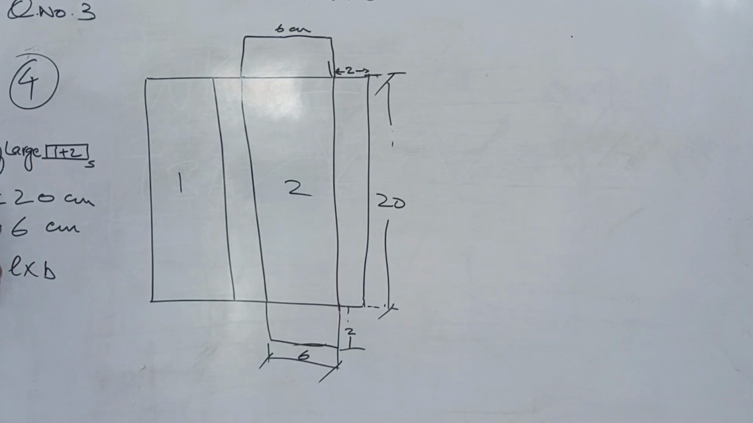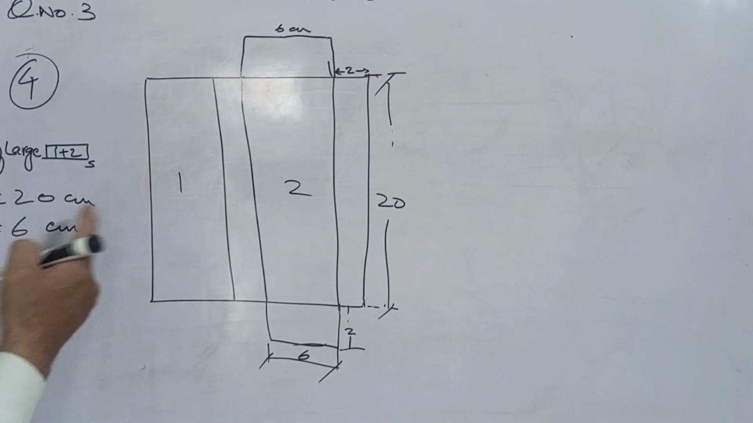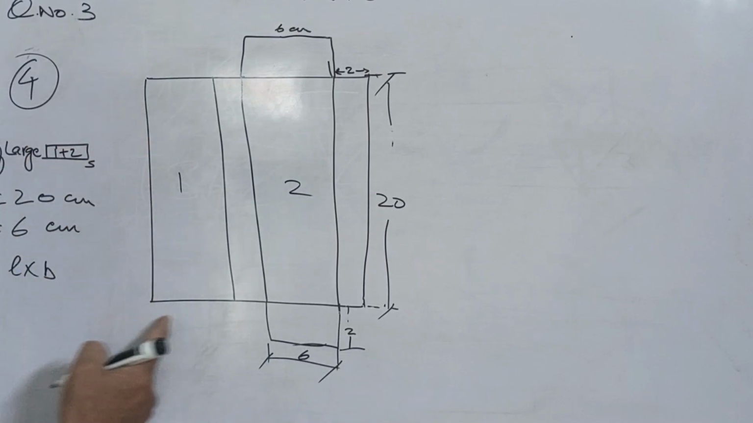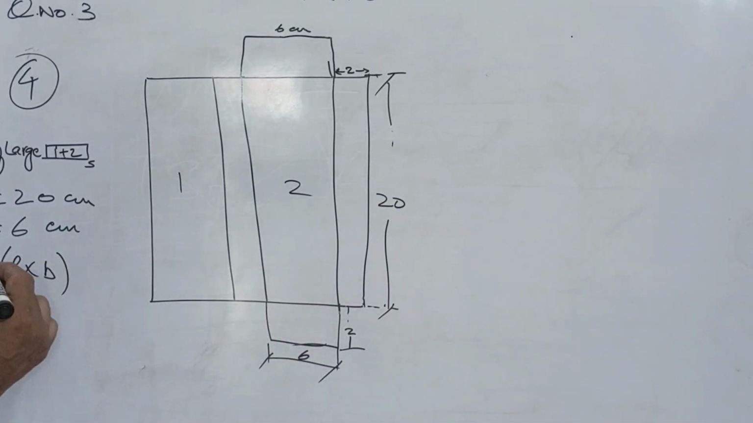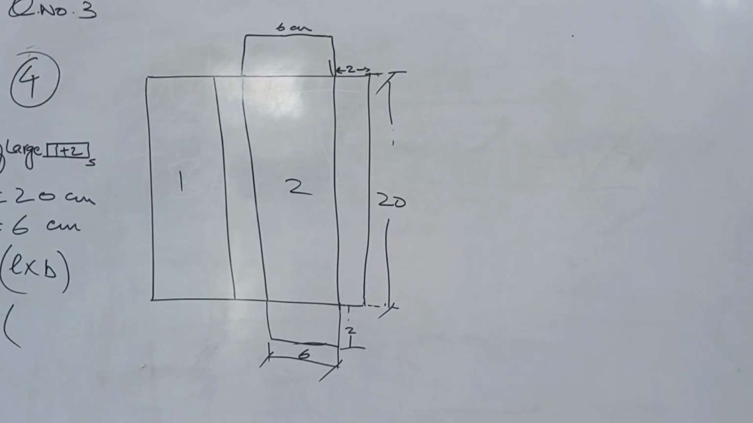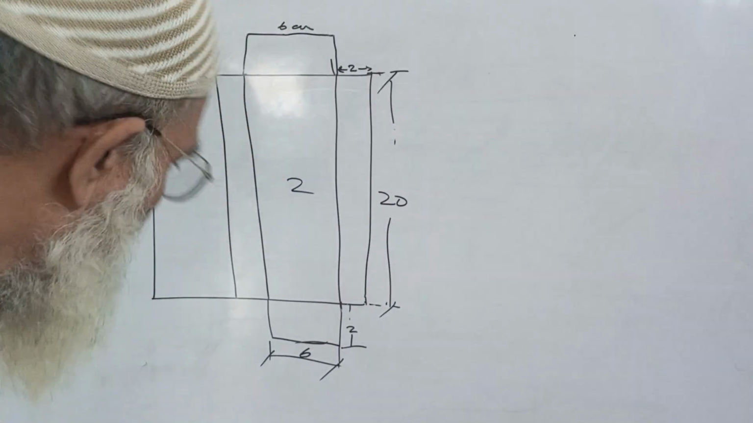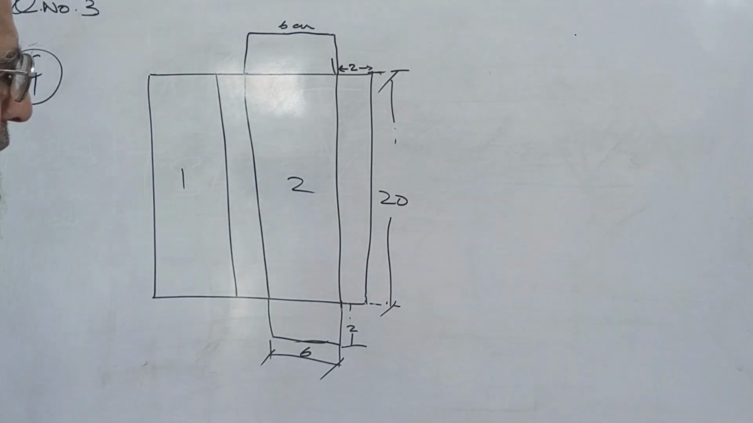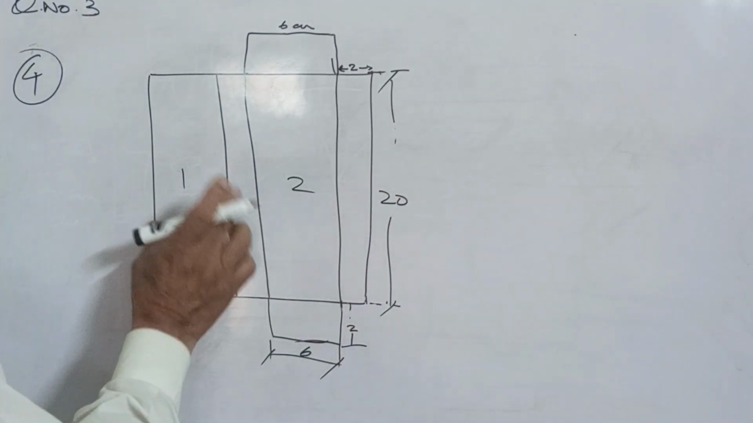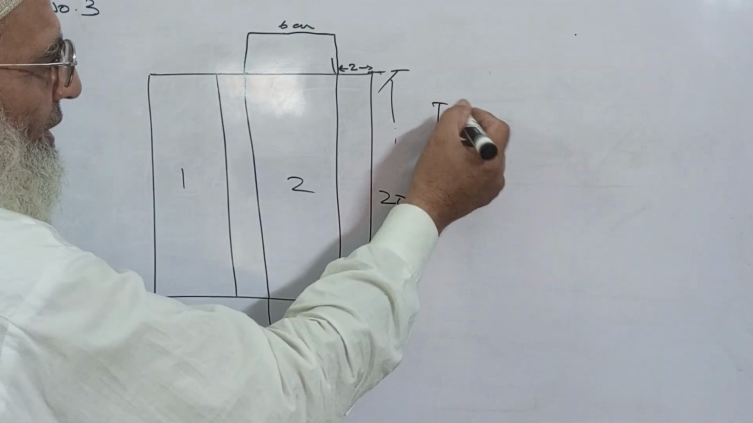Area of rectangle is L into B. This is L, this is B. There are 2 figures on this side, so we will multiply it by 2. This is not visible to you, so I will do it here. We have to find the total surface area.